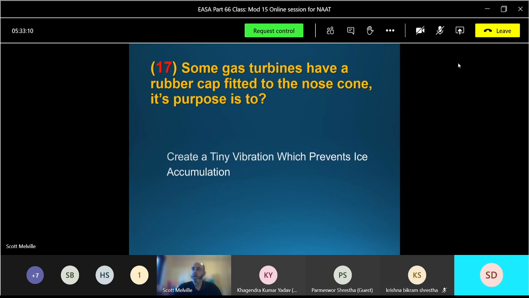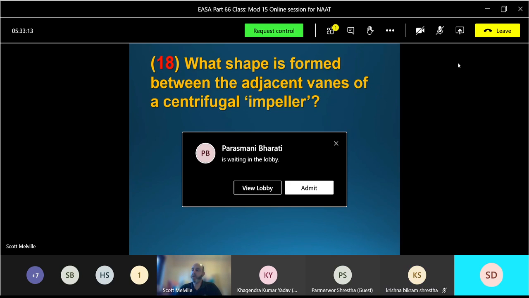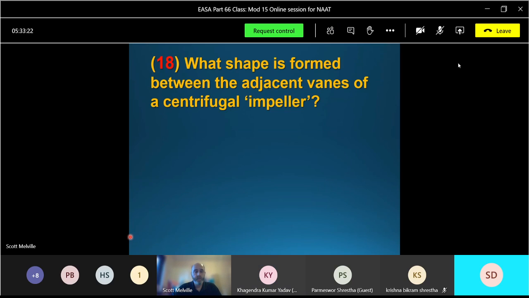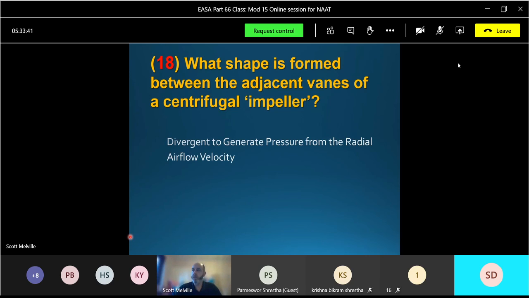Good. 18. What shape is formed between the adjacent vanes of a centrifugal impeller? So picture a centrifugal impeller, picture the vanes, what shape does it make? Divergent. Yeah, it has to be, it's a compressor. All compressors are going to be divergent, yes, but it's centrifugal or axial flow. Divergent to generate pressure from the radial airflow velocity.